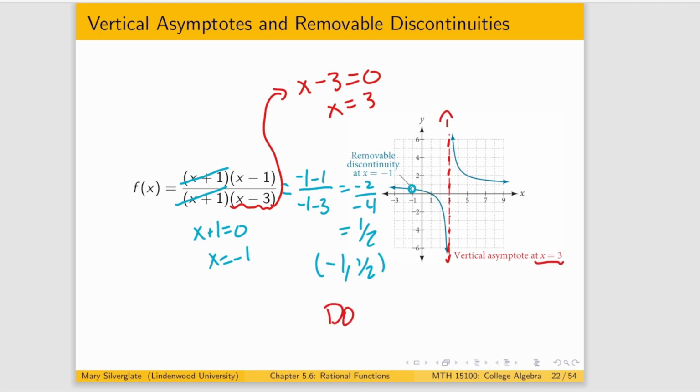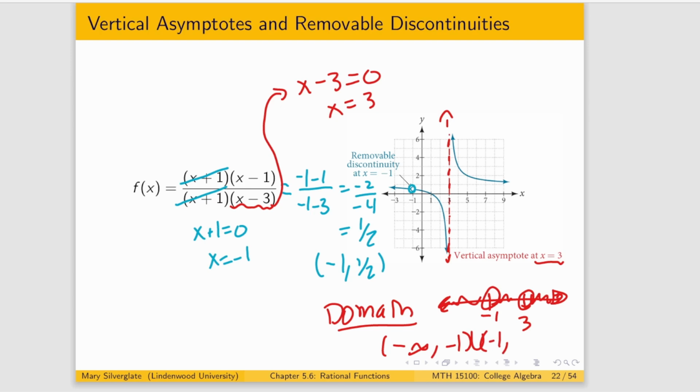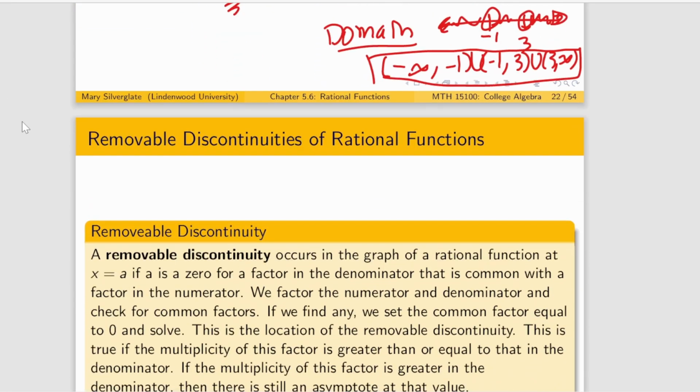If you're talking about the domain of this guy, you still care about both. So I still care that x can't be negative 1 and x can't be 3. So you're essentially classifying, okay, both of these guys are issues in domain, but negative 1 is a physical hole in the graph, while 3 is a vertical asymptote. So I go from negative infinity to negative 1, from negative 1 to 3, from 3 to infinity, and that is my full domain, part of it being the vertical asymptote at x equals 3, part of it being the hole in the graph, the removable discontinuity, quote unquote, at x equals negative 1.